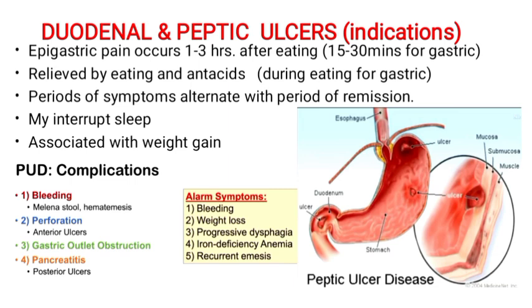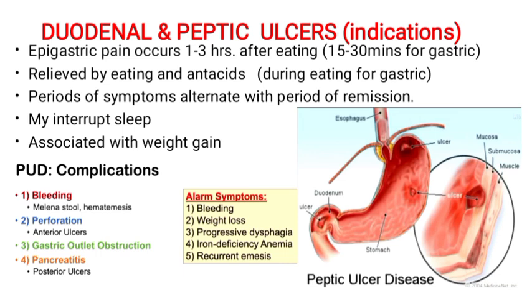After the food has been digested for 1 to 3 hours in the stomach, the pyloric sphincter allows the food to move from the stomach into the duodenum. Therefore, a patient with a duodenal ulcer will experience pain between 1 to 3 hours. That is the reason why epigastric pain occurs 1 to 3 hours after eating.